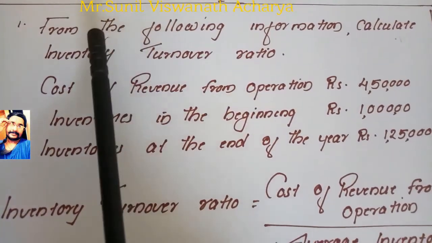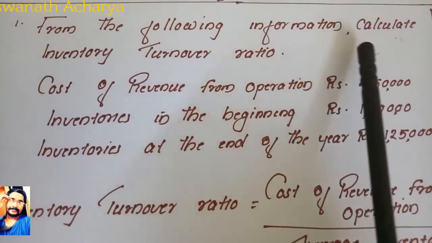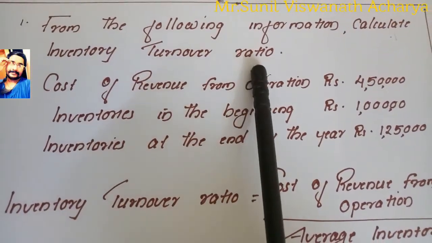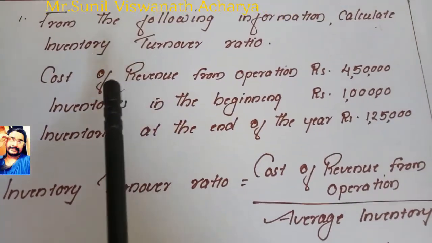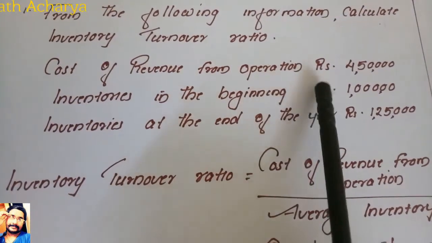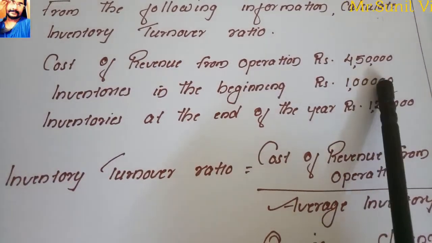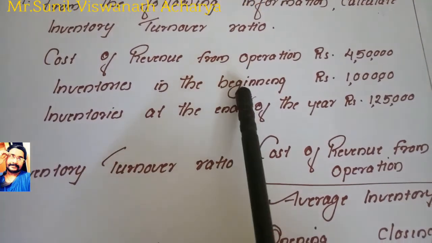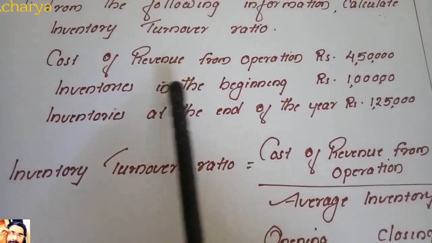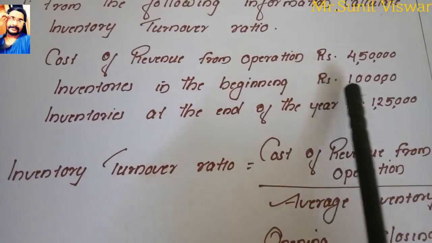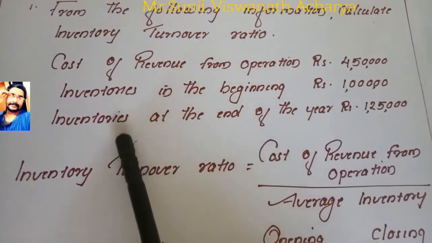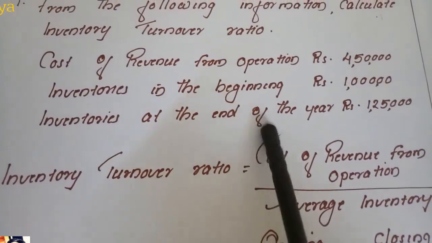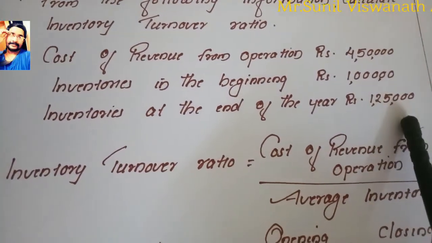So we can take an example. From the following information, calculate the inventory turnover ratio. What information is given? Cost of revenue from operations is 4,50,000. Inventory at the beginning of the year, how much stock is there, that is 1 lakh. Then inventory at the end, at the closing date, what stock is remaining, that is 1,25,000.